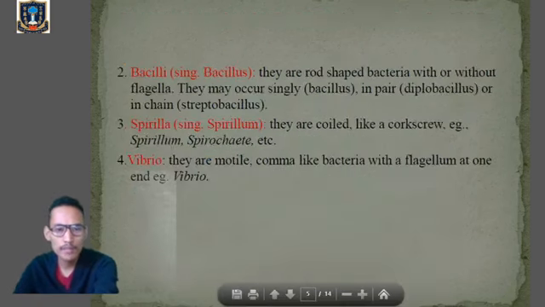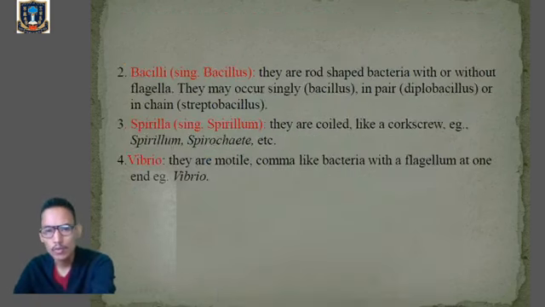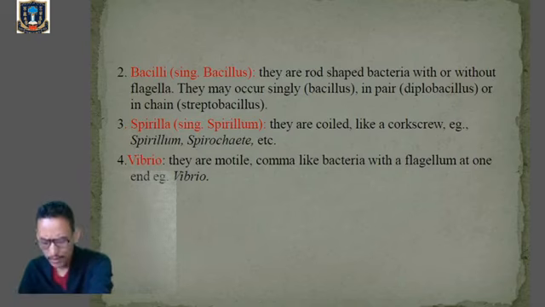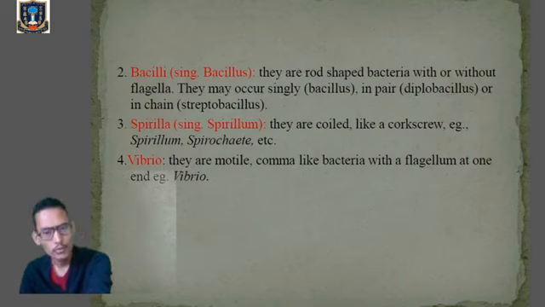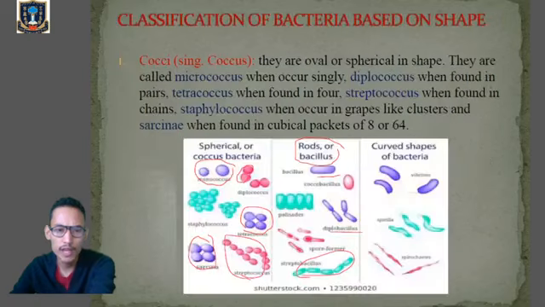Now the next one is the spirilla or spirillum, which are coiled like a corkscrew. Examples you should remember are spirillum and spirochete. Then vibrio, which are motile, meaning able to move. They are comma-shaped bacteria with flagellum. The flagellum helps in their movement. An example is vibrio. You can see over here the curved bacteria.